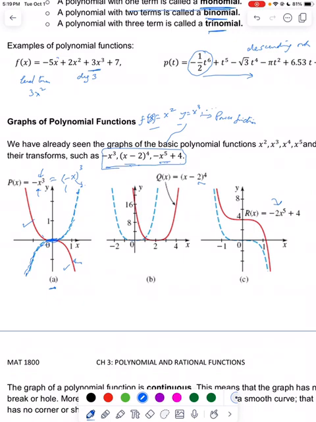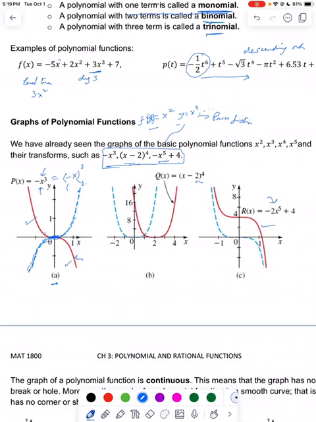So these are translations, but note here that the graph of x squared and the graph of x to the 4 look kind of similar. They're both going up here, and the graph of x cubed and x to the 5 look like this, going up here, going down here. We will come to this in a minute.